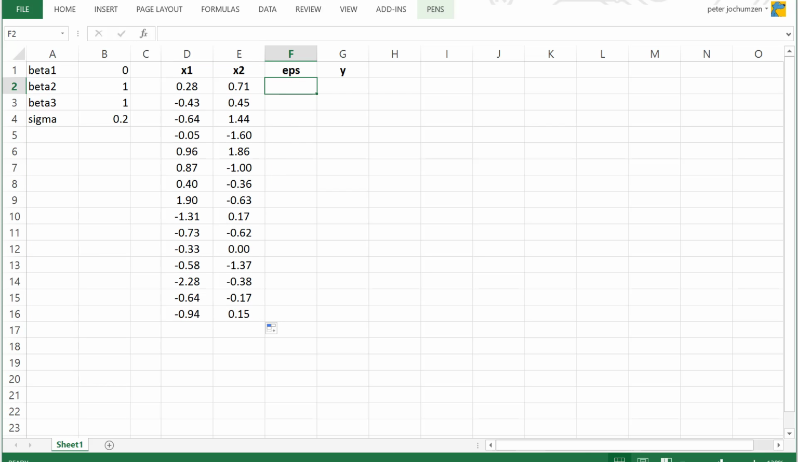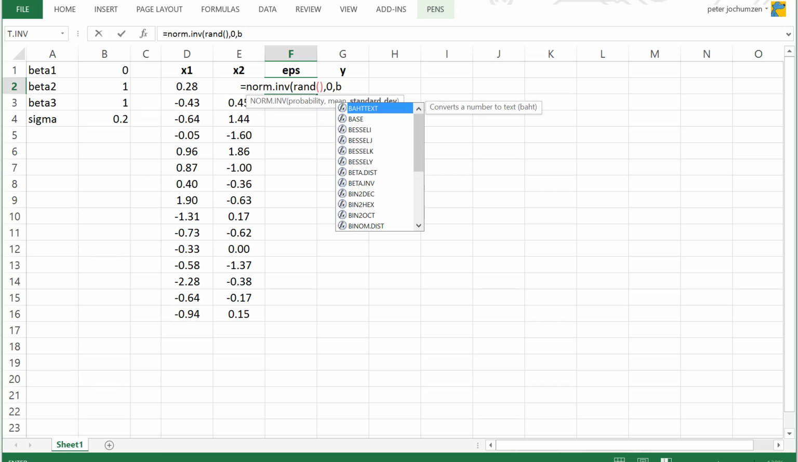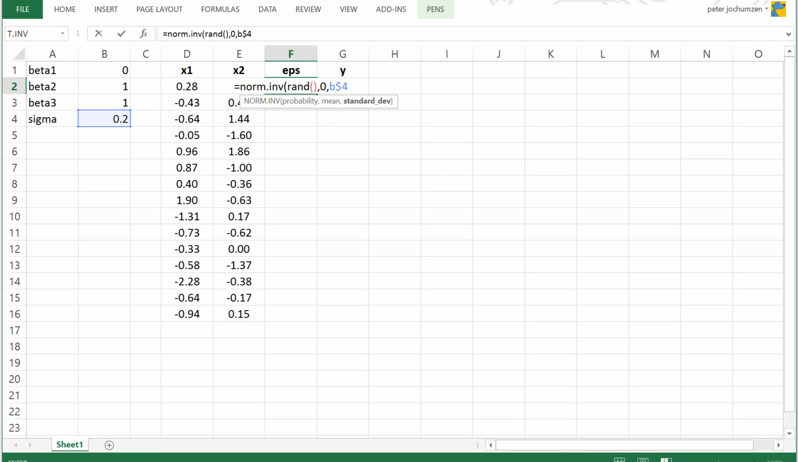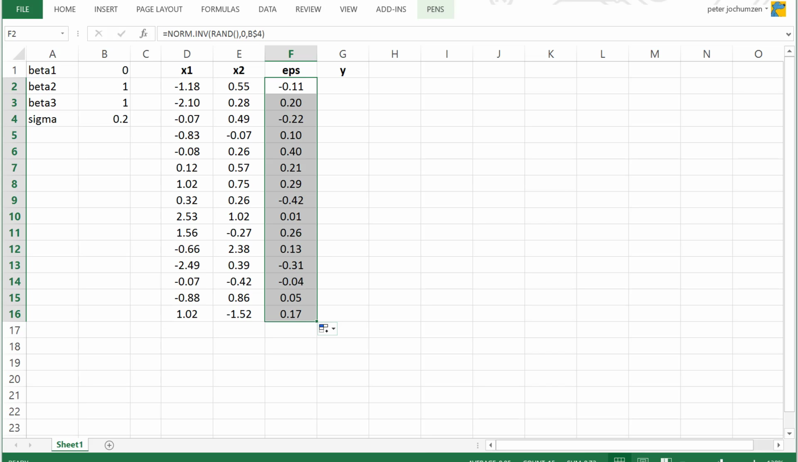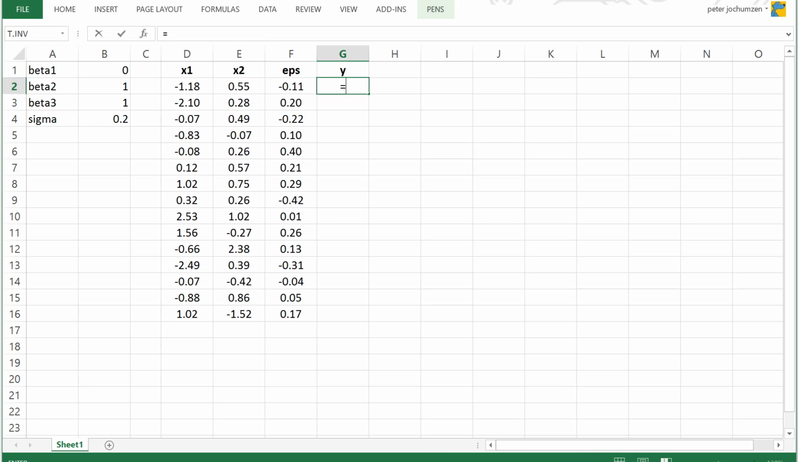To simulate my error terms, we typically do something similar. NORM.INV(RAND(), ...). For the error term, we have to put a 0 here if we want the explanatory variables to be exogenous. That's not important for the x data. That could be any expected value you like. And we put sigma here, B$4, and that will keep the variance of the error term constant.